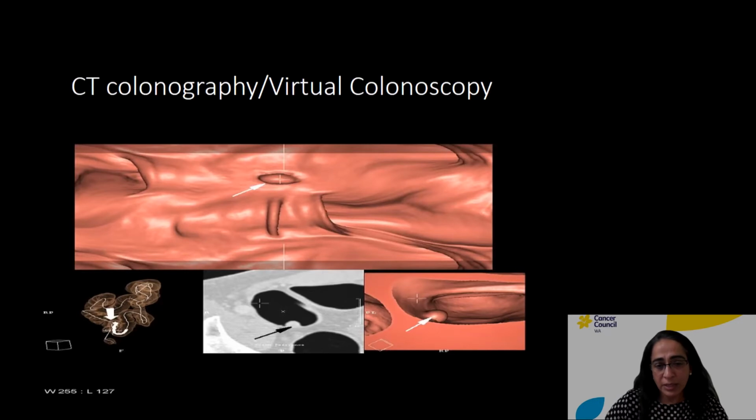Here's a fillet view, and this is the endoscopic view. This is what the raw CT images are, and you can see there's a polyp in the bowel here. Usually, any lesions more than 10 millimeters show up quite well on this technique.